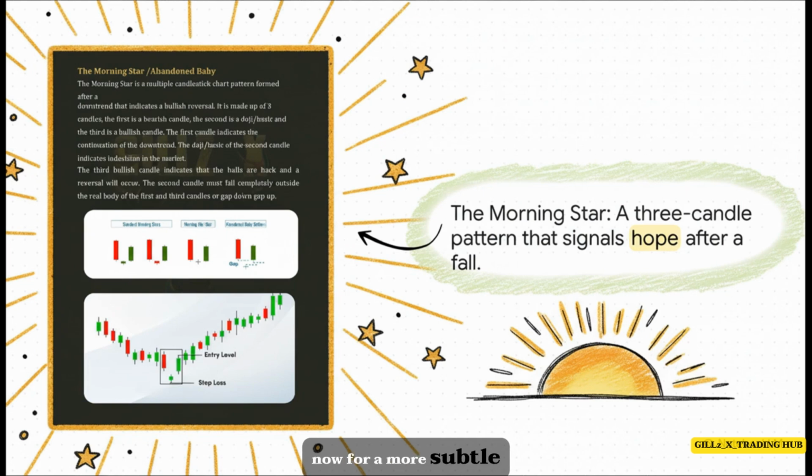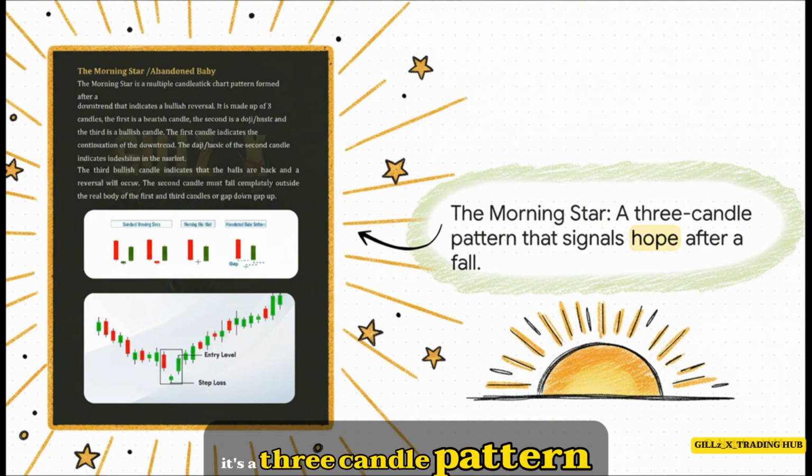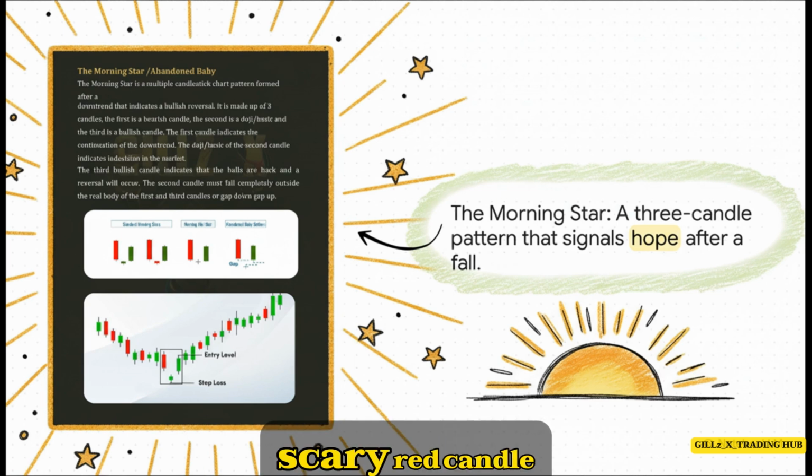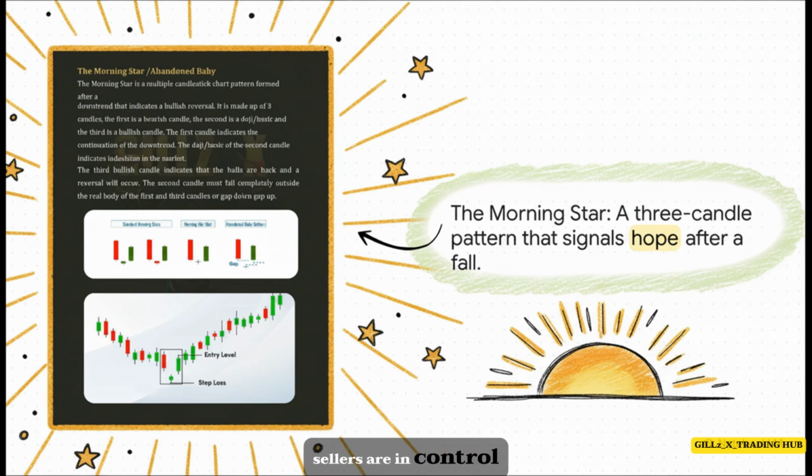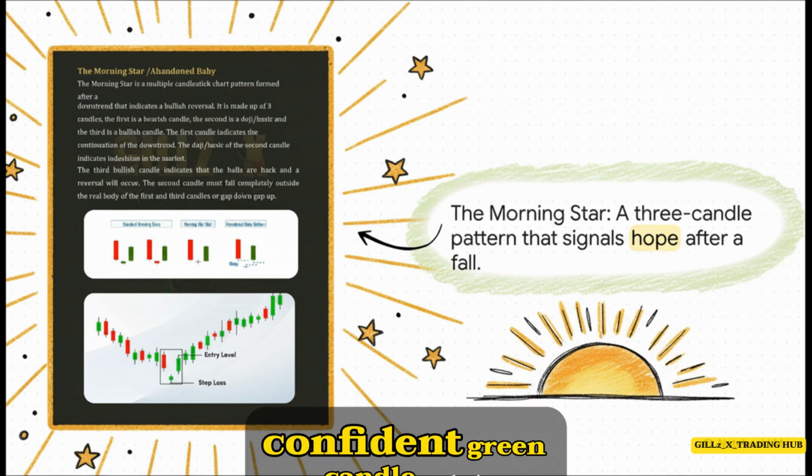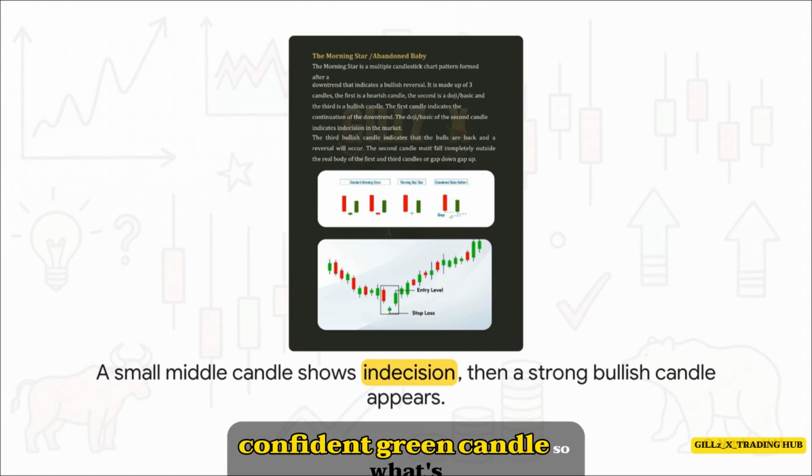Now for a more subtle story. This one's called the Morning Star. And it's a great name, because it often signals a bit of hope after a dark period of falling prices. It's a 3-candle pattern. It starts with a big, scary red candle. Sellers are in control. Then you get this tiny little candle in the middle, and it finishes with a strong, confident green candle. So what's the story here?